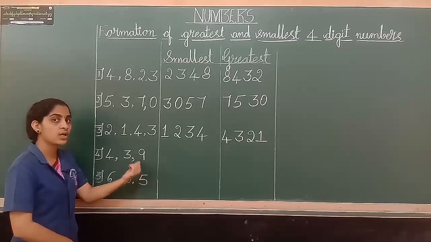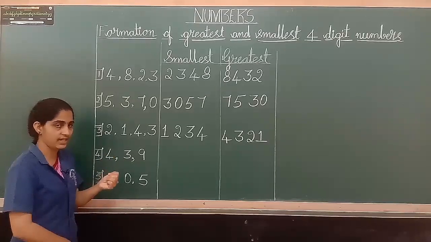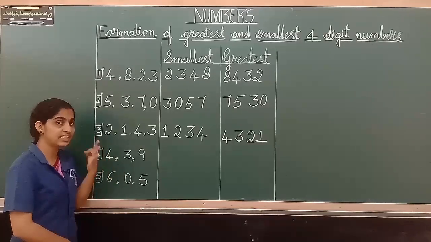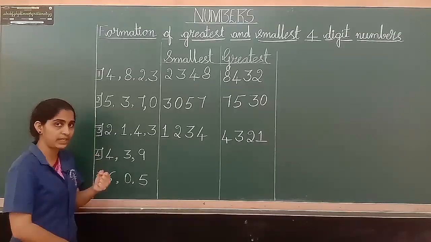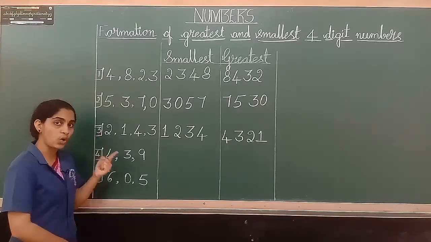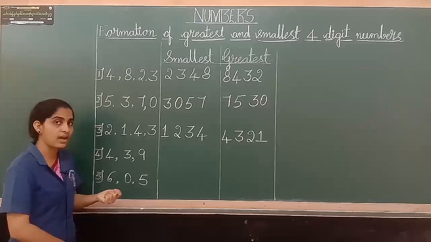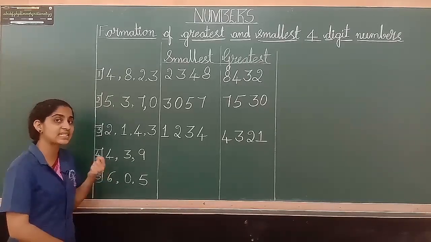Now here we have digits 4, 3, 9. We have to form the smallest 4-digit number and the greatest 4-digit number, right? But how many digits can you see here? There are only 3 digits, right? So what do we have to do? We have to repeat any one digit. So which digit can we repeat? To form the smallest 4-digit number, we have to repeat the smallest digit. For the greatest 4-digit number, we have to repeat the greatest digit.